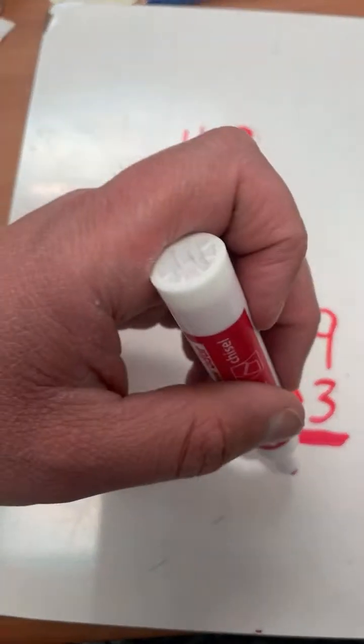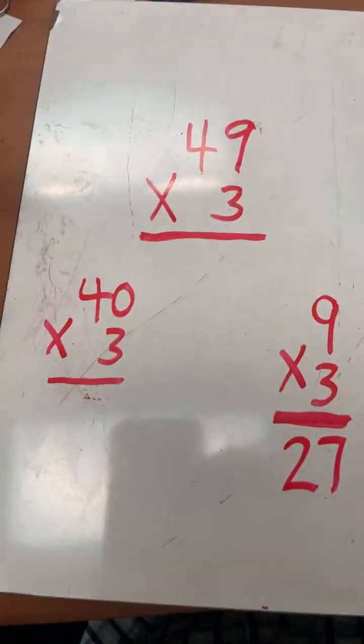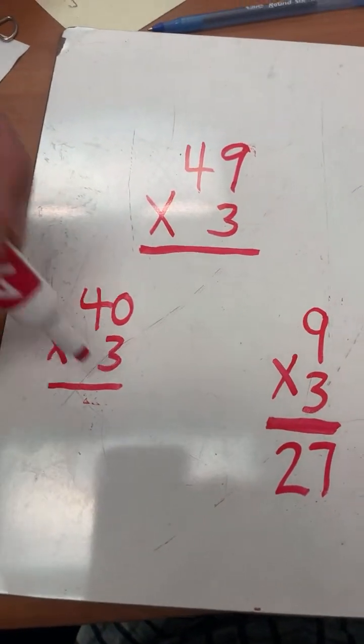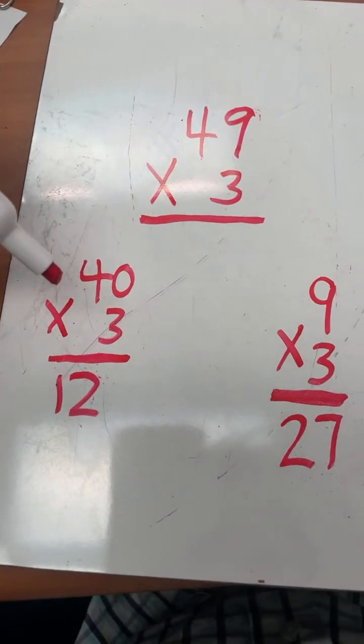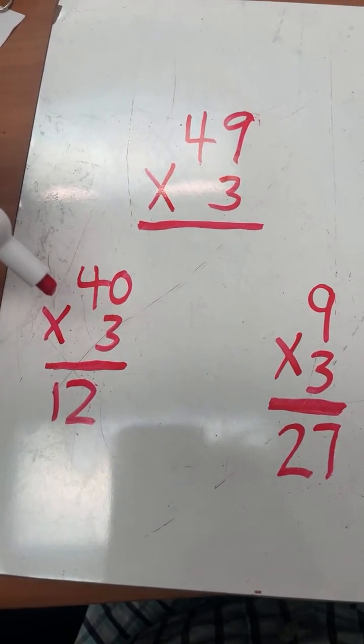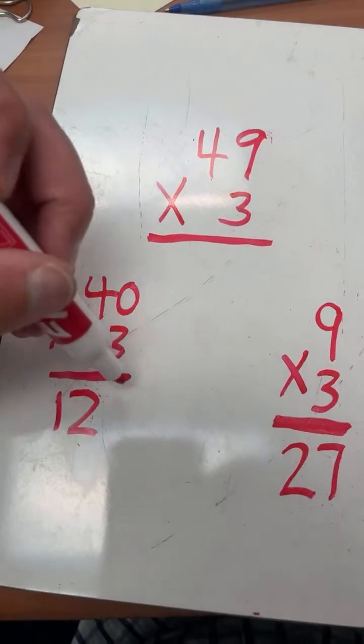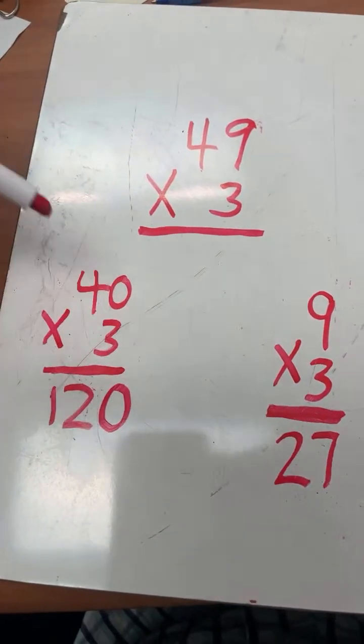So 9 times 3 equals 27. 40 times 3, so 4 times 3 equals 12. To get the answer to 40 times 3, we just have to add a 0 to our answer. We multiply 4 times 3 and add a 0 to it. So if we add a 0 to 12, we get 120.